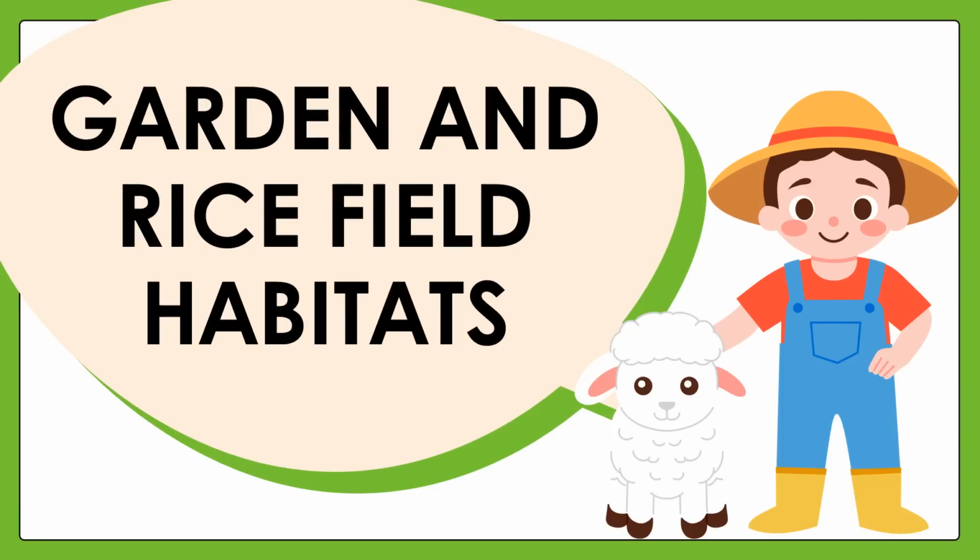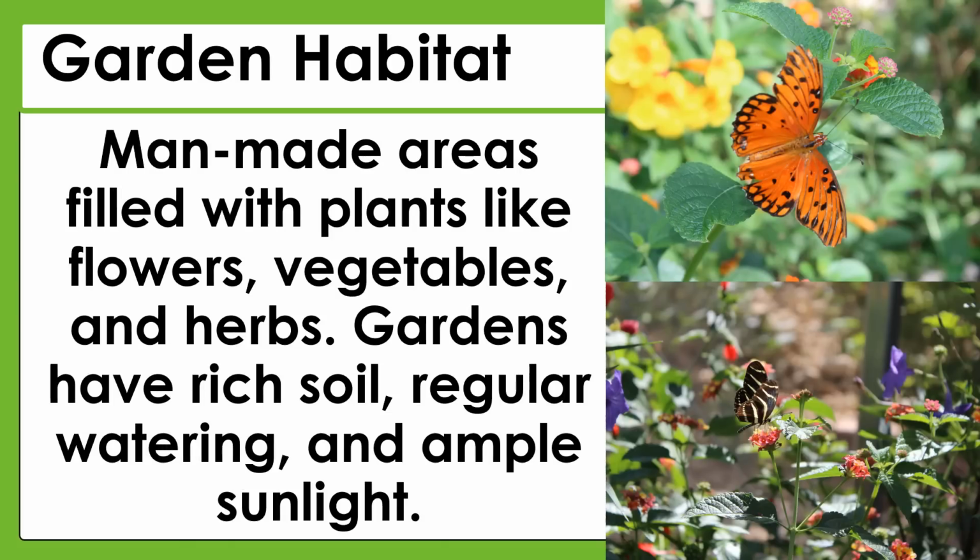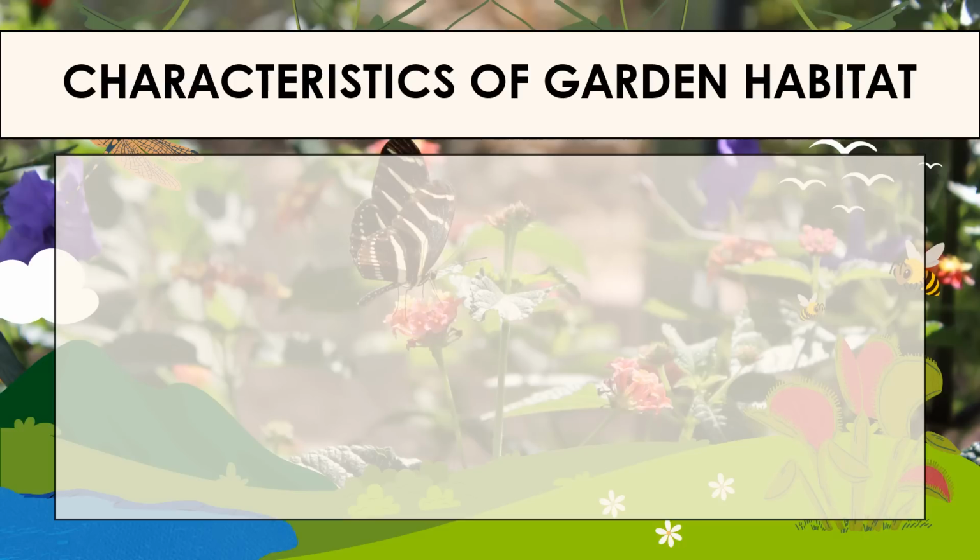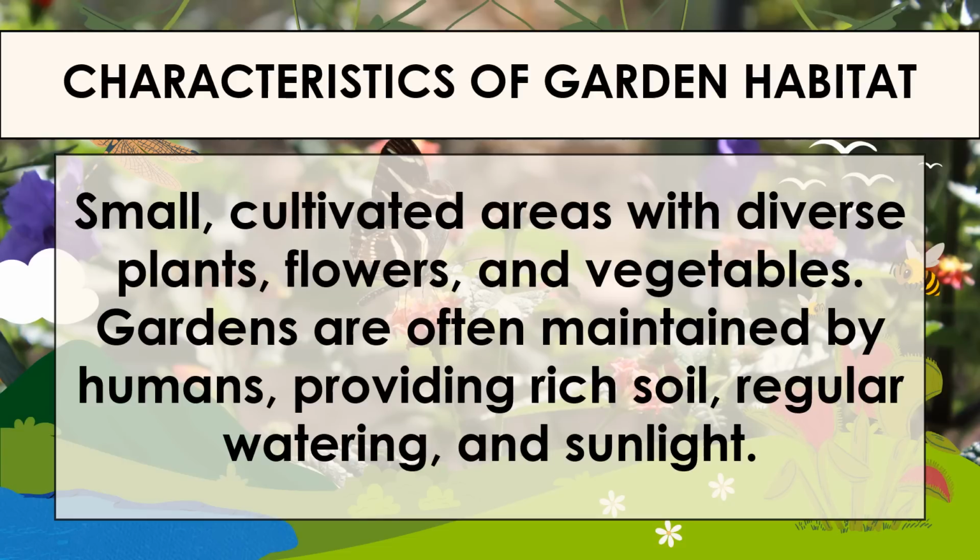Garden and rice field habitats. Garden habitats are man-made areas filled with plants like flowers, vegetables, and herbs. Gardens have rich soil, regular watering, and ample sunlight. Characteristics of garden habitat: small, cultivated areas with diverse plants, flowers, and vegetables. Gardens are often maintained by humans, providing rich soil, regular watering, and sunlight.